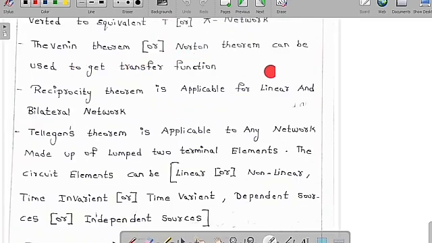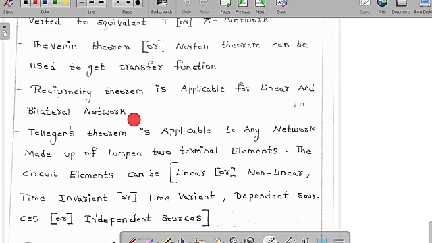Thevenin's theorem or Norton's theorem can be used to get a transfer function. Yes, it can. The reciprocity theorem is applicable for linear and bilateral networks. I have already told you the reciprocity theorem is satisfied only when the circuit has only one independent source, there are no dependent sources, and all the elements of the network are purely passive, linear and bilateral.